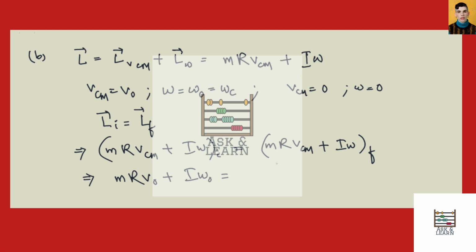And this is equal to, so finally we have this term, velocity of center of mass 0, and also omega is 0. This means that the right hand side will be 0. So from here we can express omega naught or omega c to be equal to mr v naught over I, and I forgot to write that this is the moment of inertia with the center of mass.